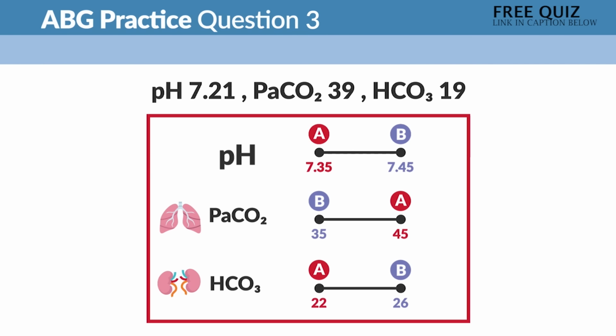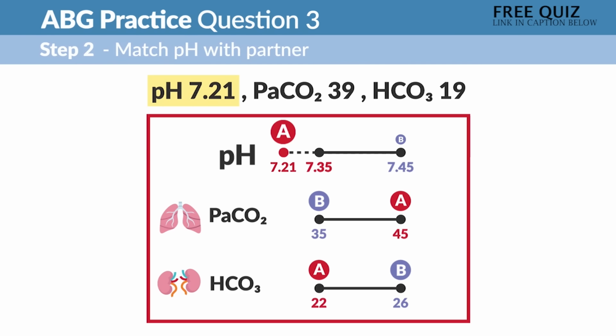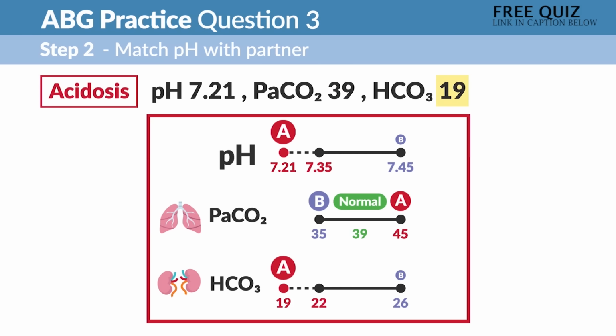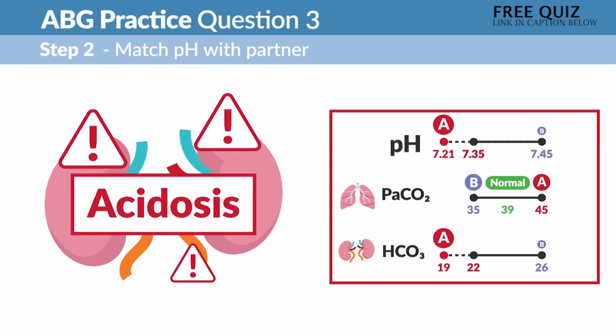So we fill out our marching band suit. And step 1, looking at the pH because it's primary. 7.21 is way below 7.35. So we know it's the A of acid. Then in step 2, we're going to find our acid match here. So CO2 is 39, that's in normal range, so there's no match. And HCO3 is 19 on that A side, so we have our acid match. So the kidney icon tells us it's metabolic acidosis.